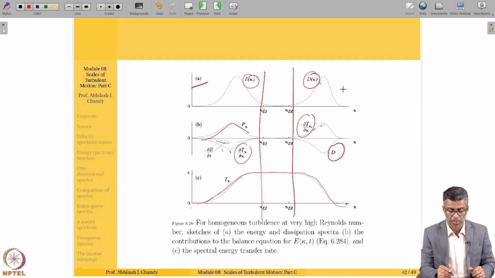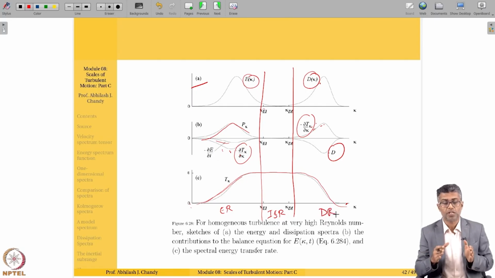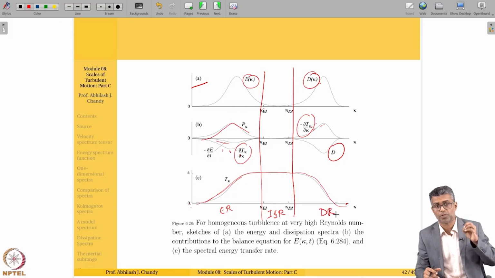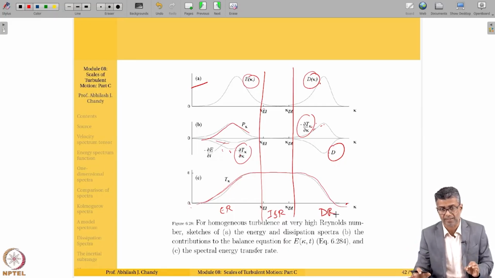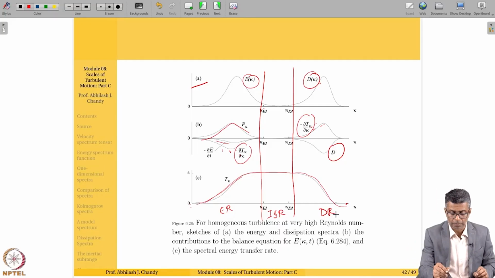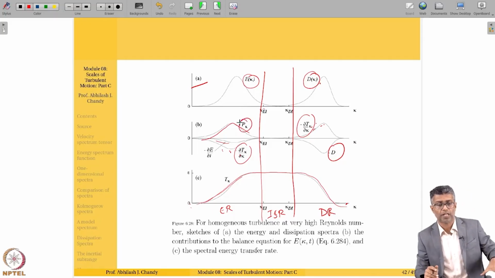So I have three ranges here, isn't it? I have the energy containing range, ER, I have the ISR, which is the inertial subrange, and I have the dissipation range, which is the DR. So these three ranges, you can see how each one is dominating. The E of kappa is more dominant in the energy containing range, whereas the dissipation spectra is more dominant in the dissipation range. We knew that already. This makes sense. The production is more dominant in the energy containing range. Yes, because the energy is being produced there.